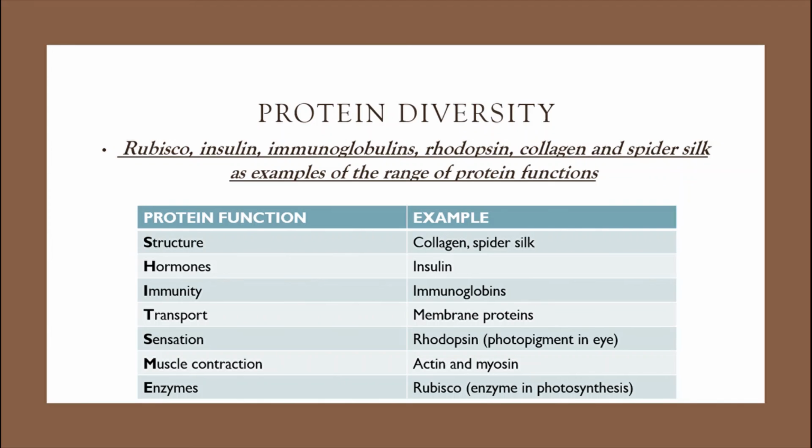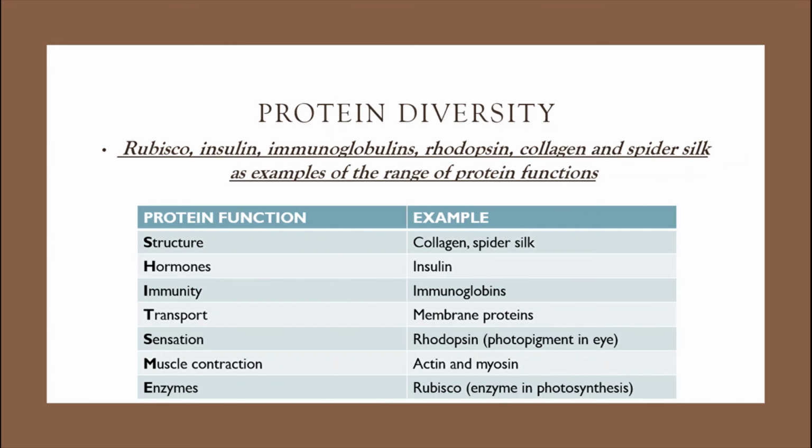Proteins can also have a hormonal function, and as an example, we look at insulin, which is a hormone responsible for regulating blood sugar. When blood sugar levels are high, insulin is the hormone that is responsible for reducing our blood sugar levels. Proteins can also function for immunity, and as a general term, we call the proteins that help in immunity immunoglobulins. Or a more specific term that we can use is antibodies. So antibodies are immunoglobulins, which are a type of protein, and they function for immunity.